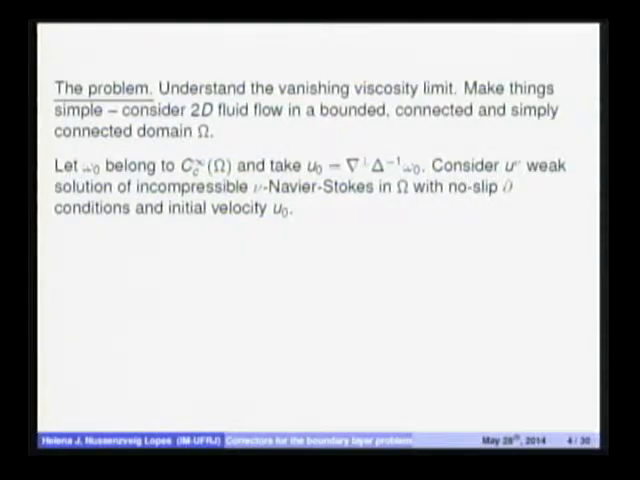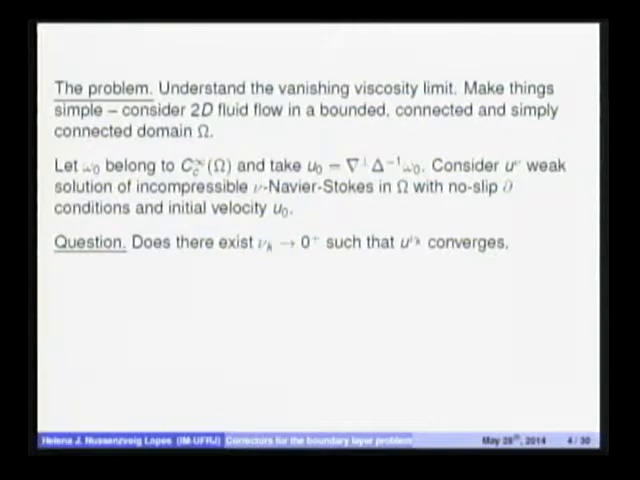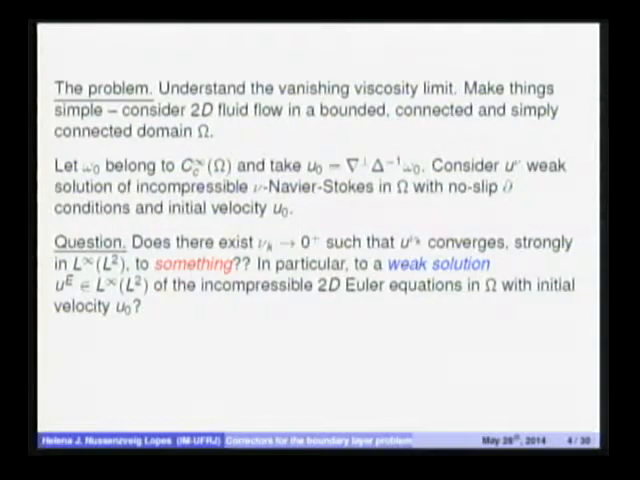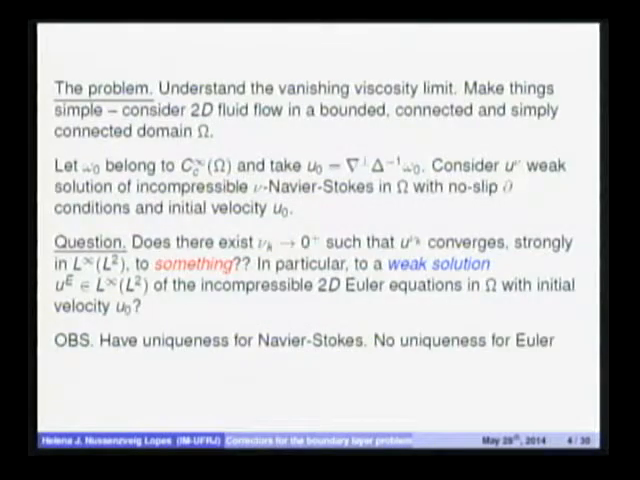Okay, so u is a weak solution to the incompressible Navier-Stokes with no-slip boundary conditions and this initial velocity. Okay, and our question is, can we find a subsequence of, or some family of viscosities going to 0, such that the associated Navier-Stokes solutions converge strongly in L infinity L2 to something? Okay, and in particular, is this something a weak solution of the Euler equations, with velocity in L infinity L2 and initial velocity u naught? All right, as we know, we have uniqueness for Navier-Stokes in this context, and no uniqueness for Euler because it's too general, even with smooth data.